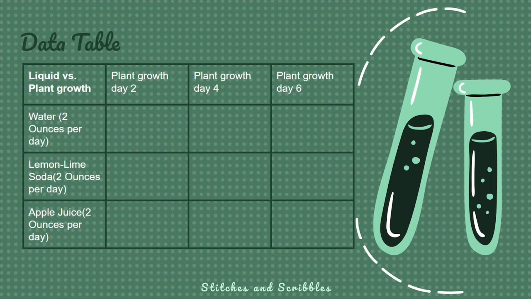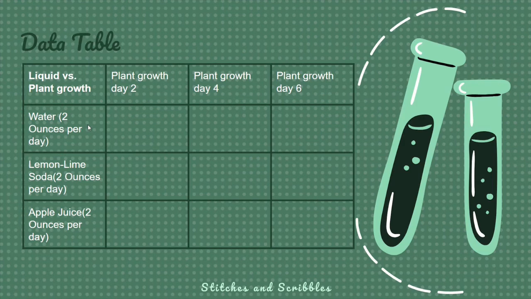If I was doing that experiment, this is what my data table would look like based on the procedure that I designed. So my table has a title. It says liquid versus plant growth off to the side. And here I have my independent variable listed. These are the liquids that I'm using as well as the unit that says how much I am adding.